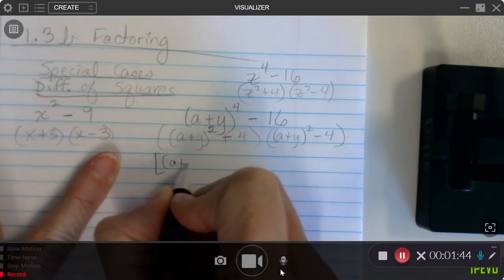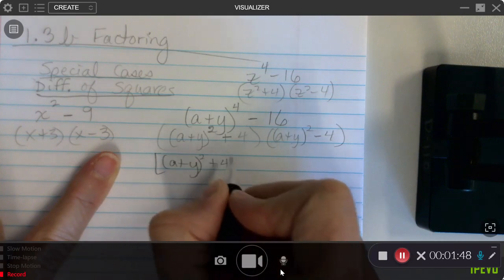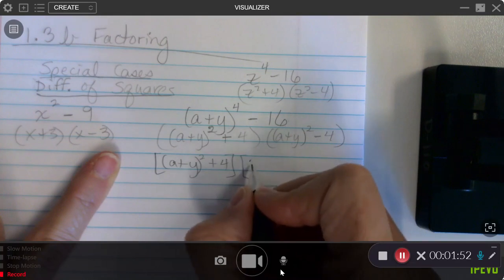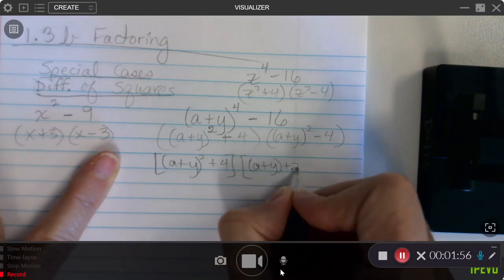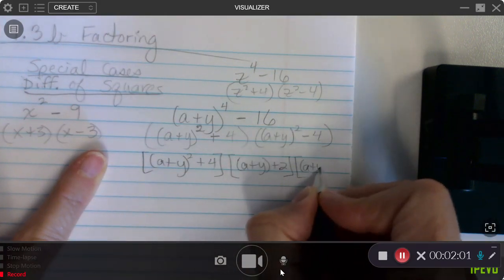you can use brackets or parentheses, I don't care. And then you're going to have a plus y plus 2 times a plus y minus 2.